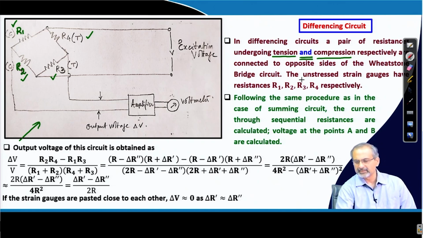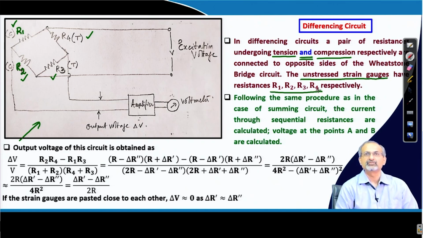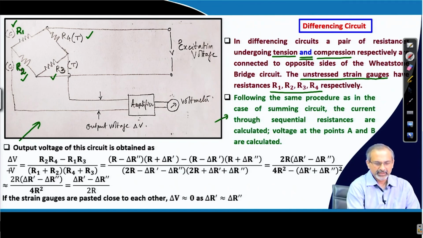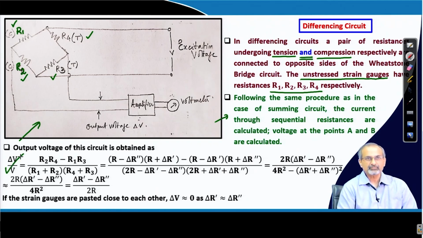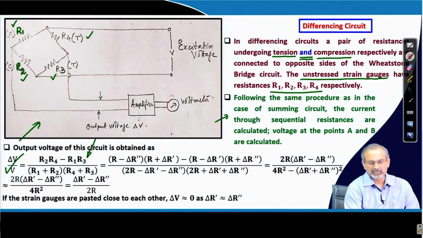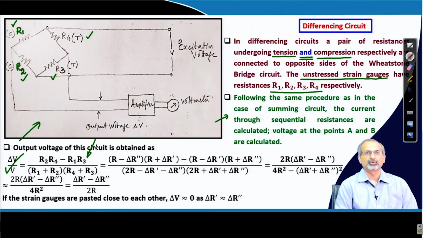Again, let us say the unstressed strain gauge resistances are R1, R2, R3, R4 respectively, and we follow essentially the same procedure as we did for the summing circuit. We calculate the current through the sequential resistances, and then we find the voltages at the points A and B, then find the delta V across those 2 points and come to this. You should be able to work out this relation for yourselves at home.